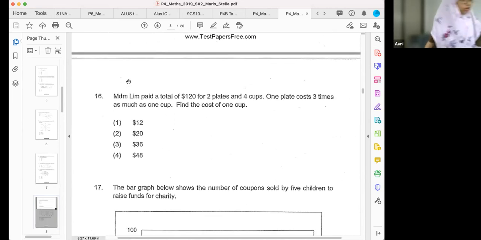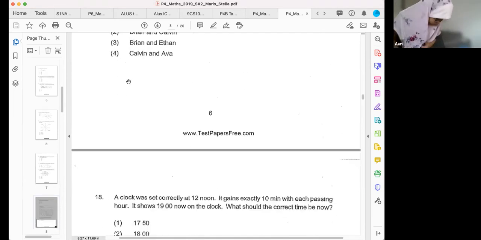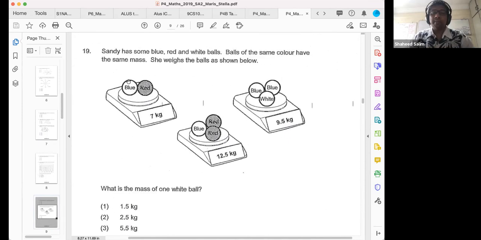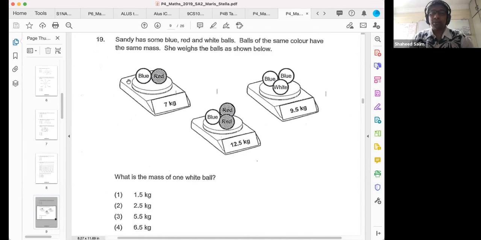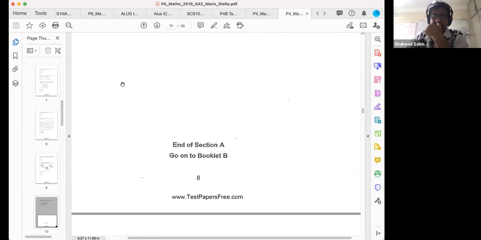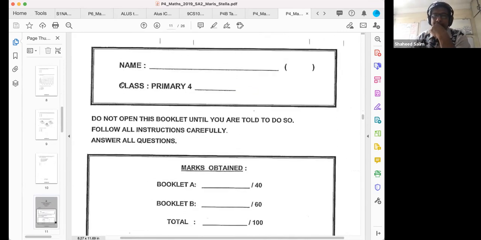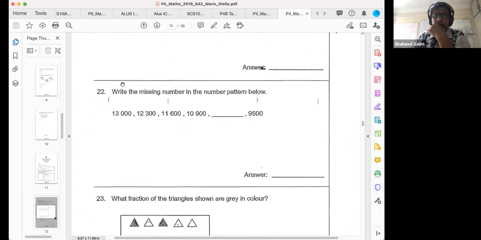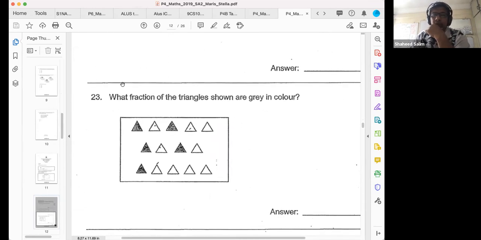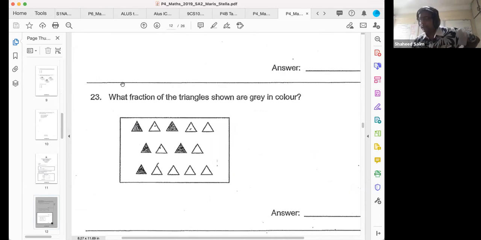Okay, we come to this in a moment. We will go to problem sums. This one looks interesting. Let's go to section book B here. Okay. What fraction of the triangles are shaded? That's what they're asking. What fraction of the triangles are shaded?